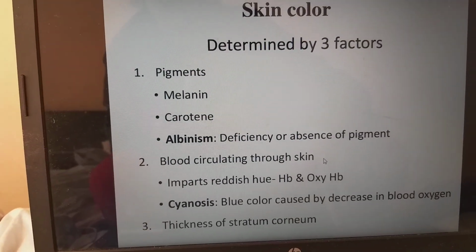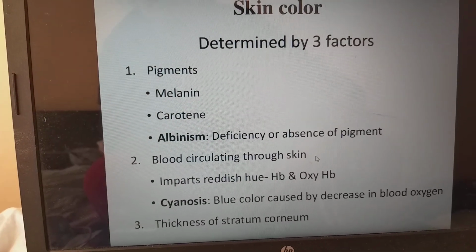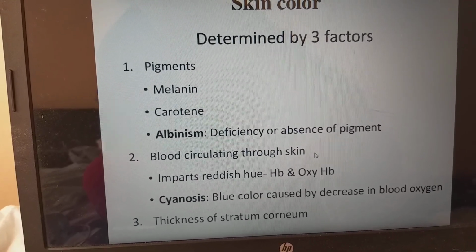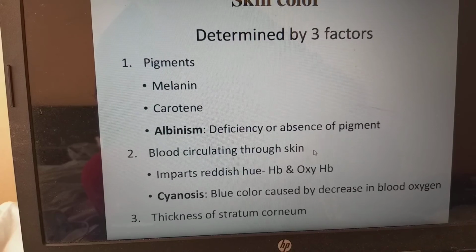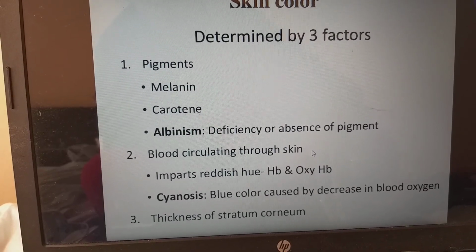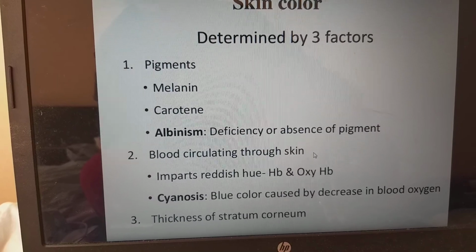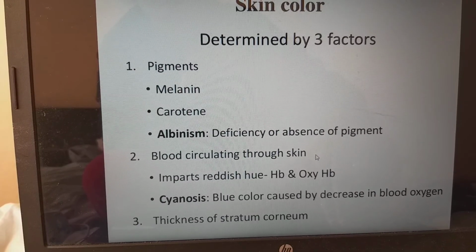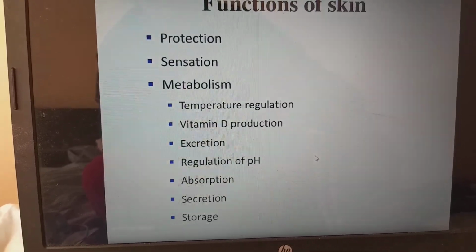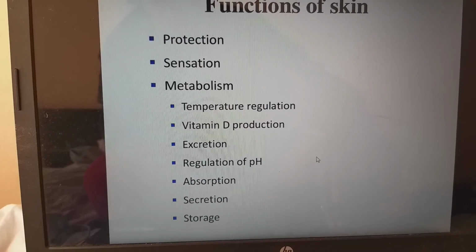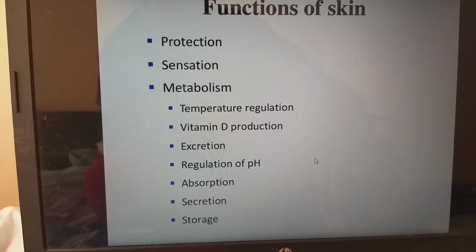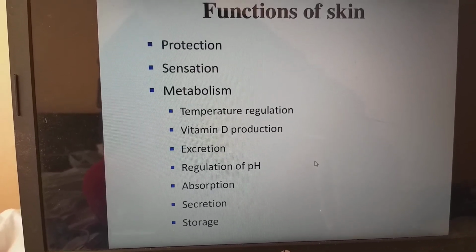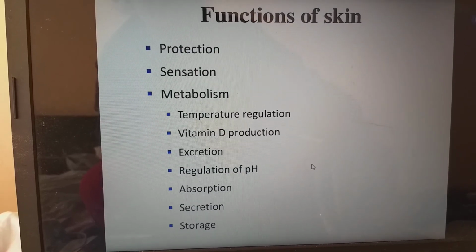Skin color is determined by three factors: pigments, melanin, and keratin. Albinism is nothing but deficiency or absence of the pigment. Blood circulating through the skin imparts the reddish hue, from hemoglobin or oxyhemoglobin. Cyanosis is a bluish discoloration of the skin, due to deficiency of oxygen in the blood. Thickness of stratum corneum also matters. Functions of the skin: protection, sensation, metabolism, temperature regulation, vitamin D production, excretion, regulation of body pH, absorption, secretion, and storage.